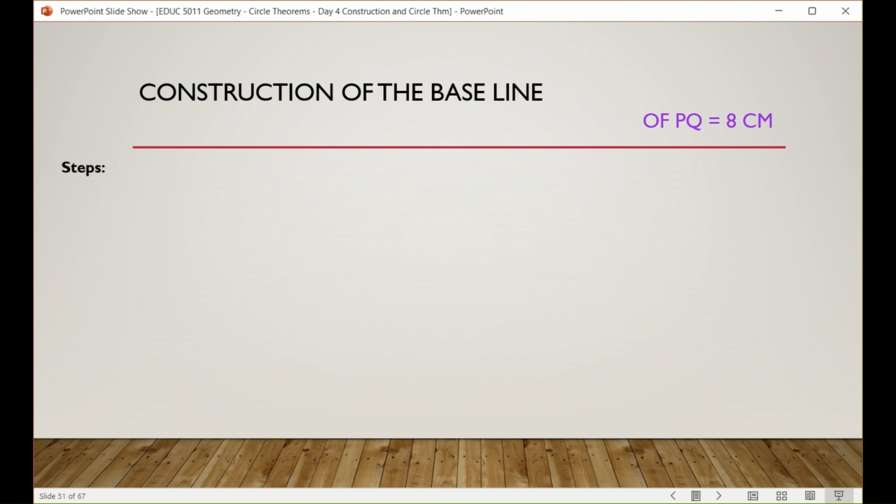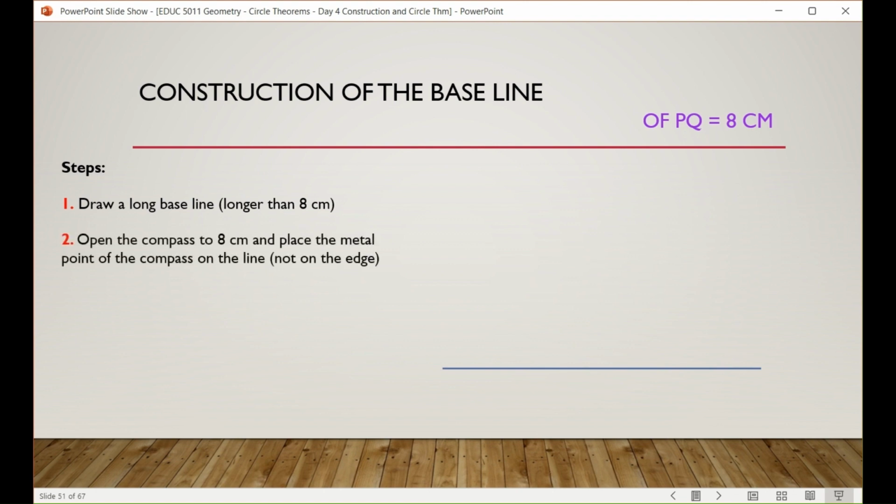So let's look at the construction of the baseline. Let's assume that we have to make a baseline PQ of length 8 centimeters. And we're going to use this throughout, because as we looked at the steps, every question that we're doing, we start off with constructing a baseline. So first thing to do is draw a long baseline, longer than the 8 centimeters. And you'll see why just now.